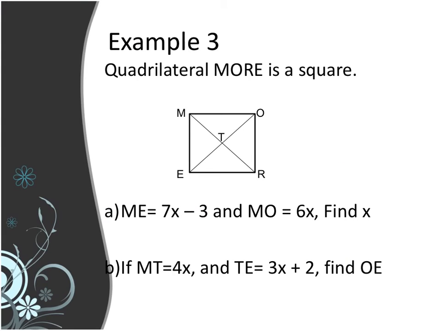Okay, number 8 says quadrilateral MORE is a square. So the square: sides are all congruent. Diagonals are all congruent. Angles are 90. Diagonals are perpendicular. All that information we know about a square. So if it says ME is 7x minus 3 and MO is 6x, only in a rhombus and a square can consecutive sides be set equal to each other, right? So this would be 7x minus 3 equals 6x. Subtract the 7x. X equals 3.